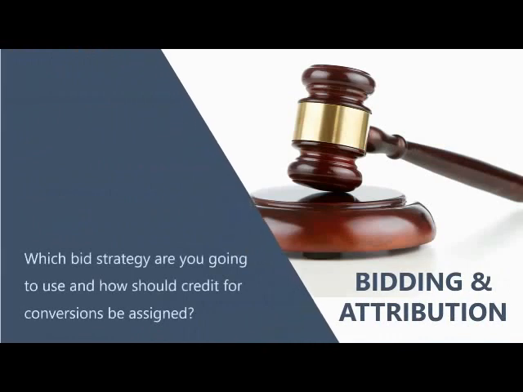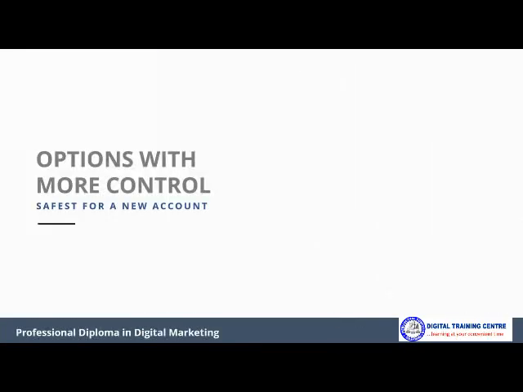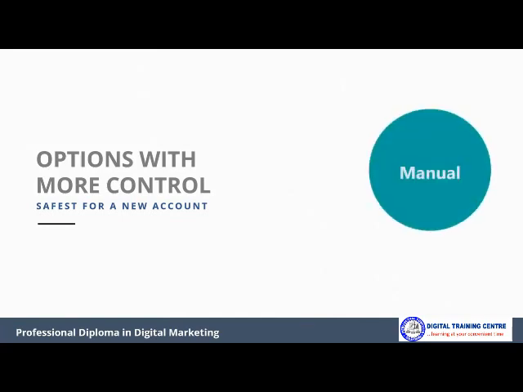Also, a very important decision is which bid strategy are you going to use and how should credit for conversions be assigned. We're not going to spend time on attribution now, but I do want to touch on bidding and just give you a few recommendations based on experience. These bidding options are what I believe to be the safest bet when launching a new campaign in a new account. First, there is manual bidding. So it's completely manual, no automation involved. You set your CPCs and you control them, and if you want them to change, you have to change them yourself.